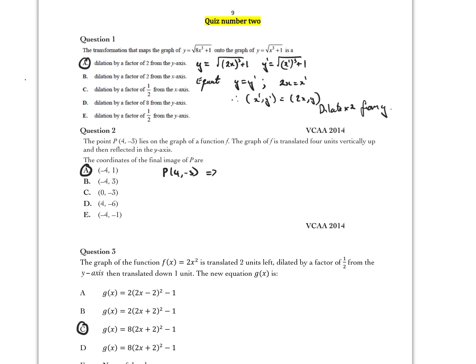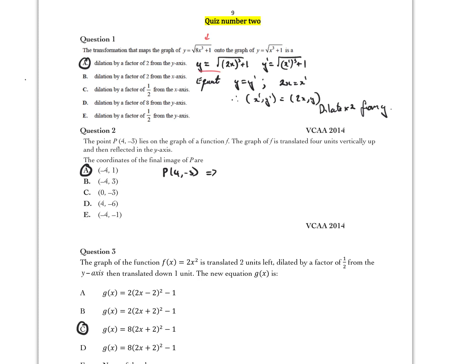Okay, let's just go back to question 1 and have a bit of a look at that. So we've got the graph of y equals the square root of 8x cubed plus 1 and the graph of y equals the square root of x cubed plus 1. So let's write each graph in a similar format.